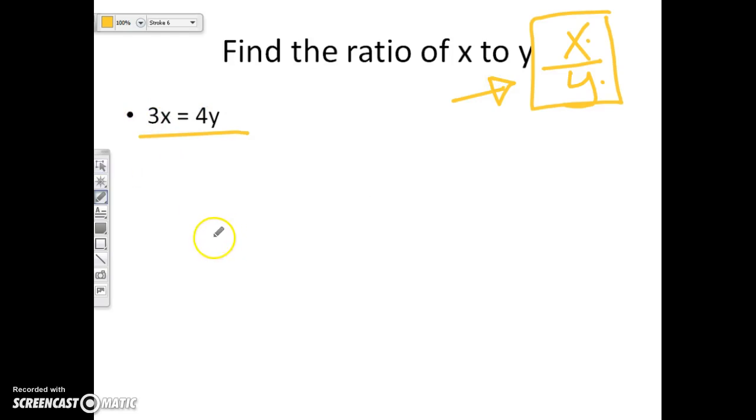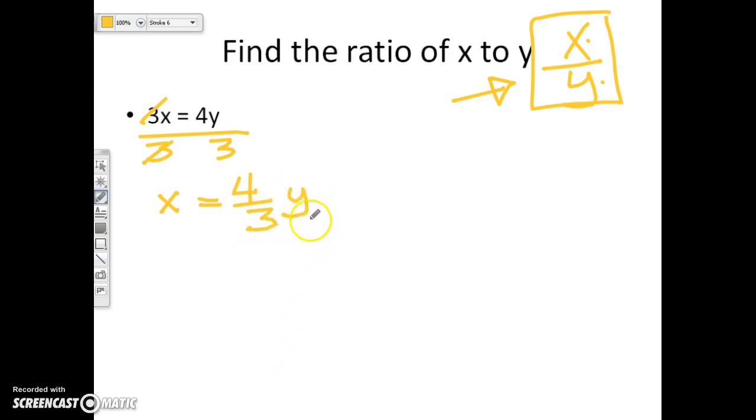Right now we have X and Y on different sides. We can start with either getting the numbers in the right place or the letters in the right place first. I'm going to start with numbers. I want to get X all by itself. How do I do that? Divide both sides by 3. 3 divided by 3 gives us just X. 4 divided by 3 times Y on the other side.